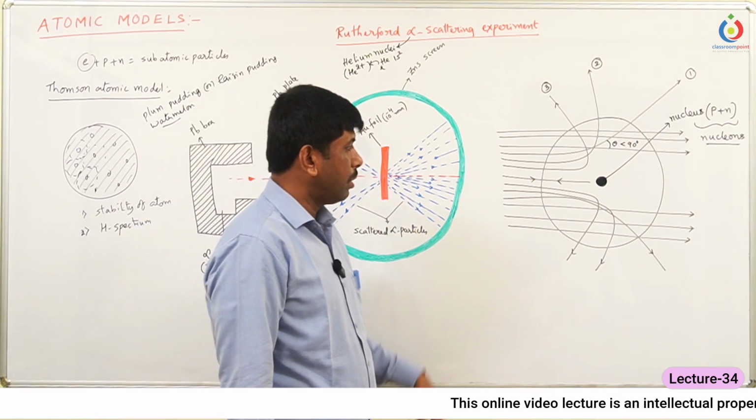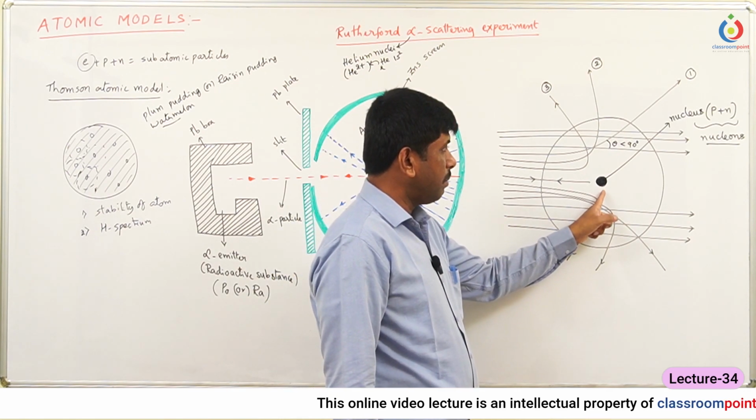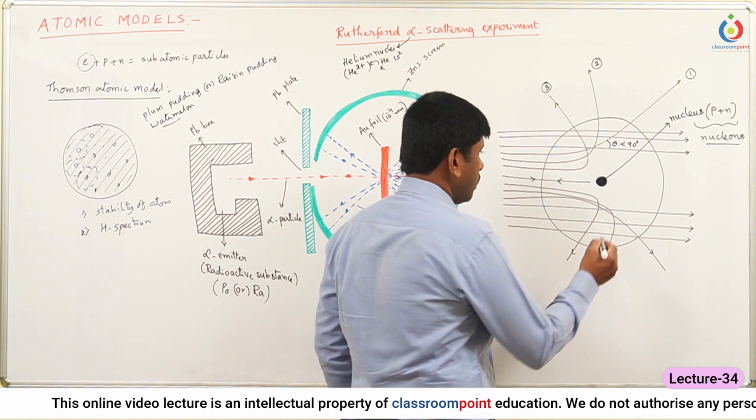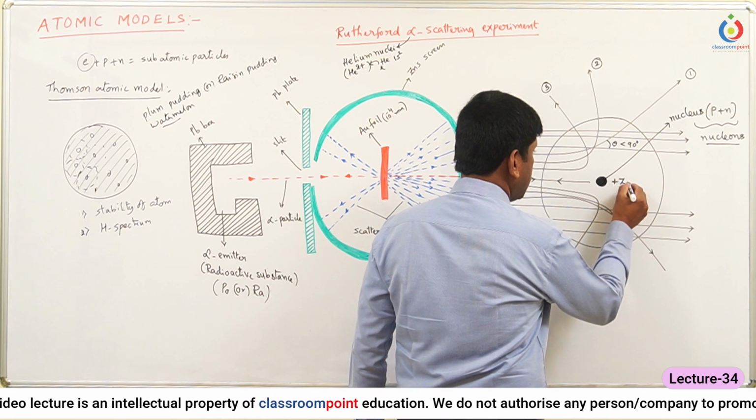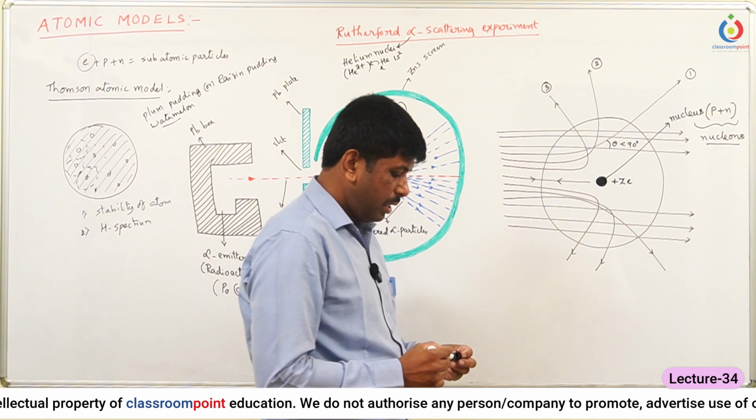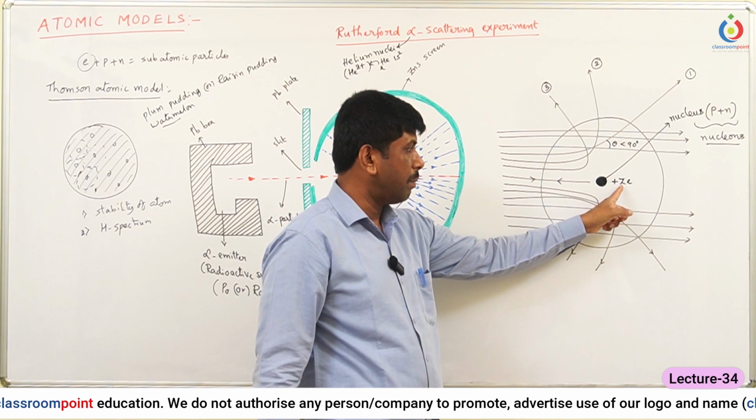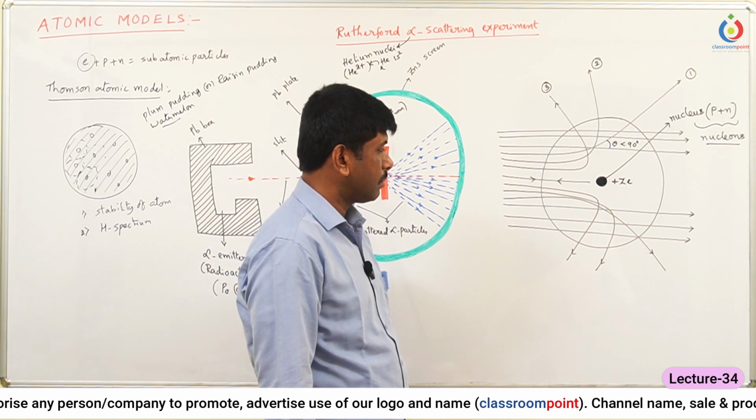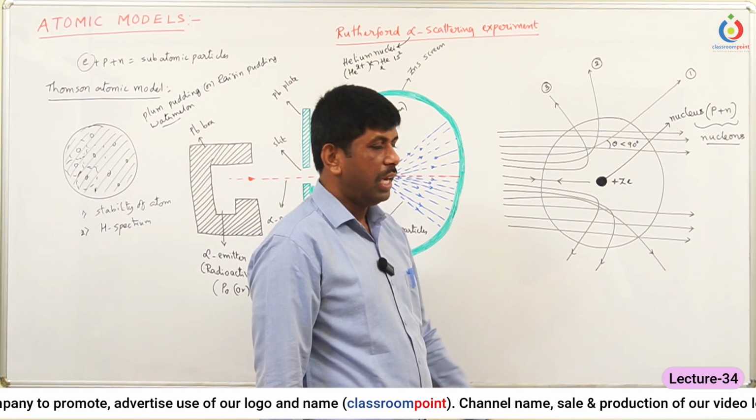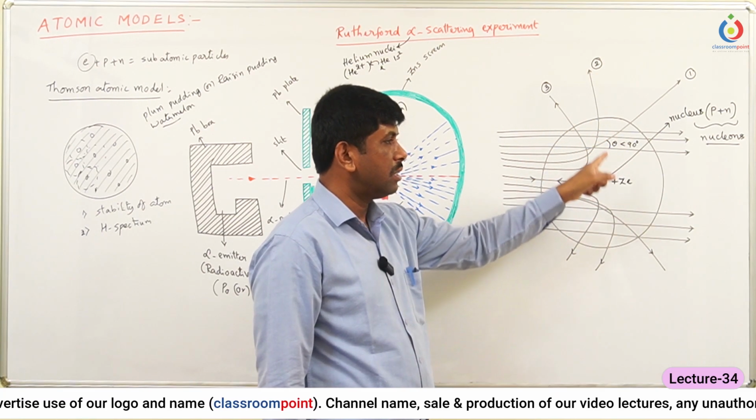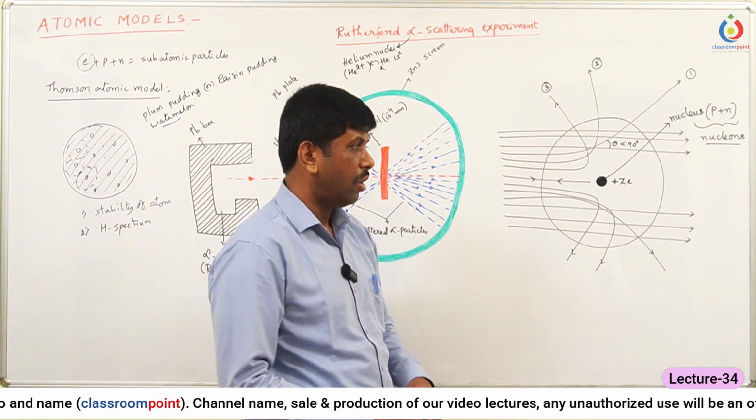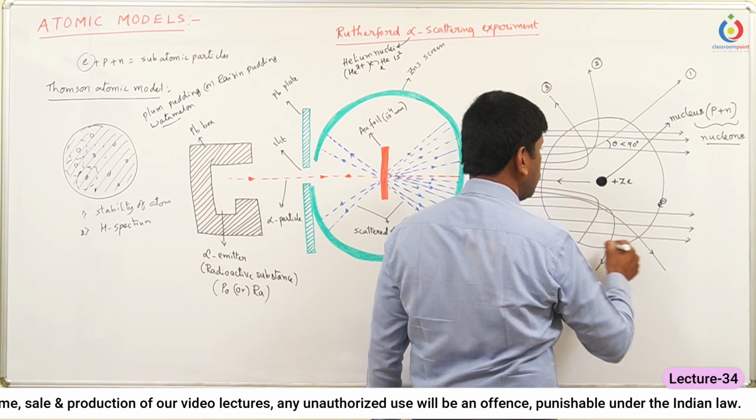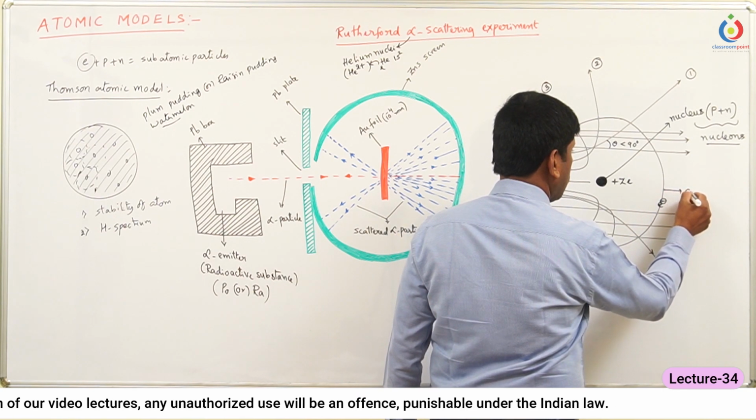According to Rutherford, the center part of the atom is known as the nucleus, which contains both protons and neutrons, and it carries a positive charge. The positive charge is +Ze, where e means charge and Z means atomic number. When the number of protons increases, the charge of the nucleus also increases. And electrons revolve around the nucleus in circular paths. Imagine the electron moving in a circular path around the nucleus. These are called orbits.